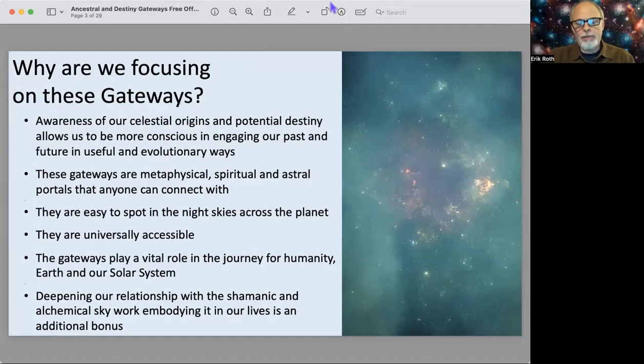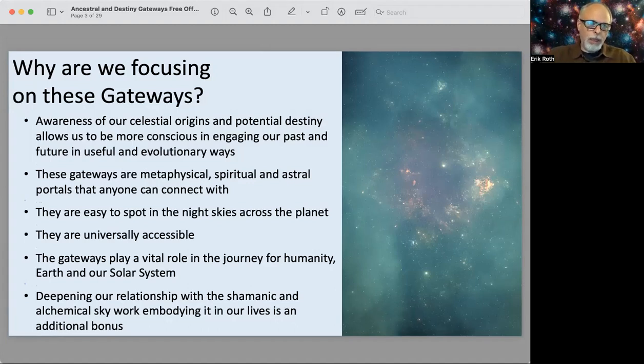So why are we focusing on these gateways, these stellar triangles that anyone could see just about every place on the planet, with certain extreme exceptions? I think overall it's an awareness of the sky first, over everything. It's the connection that we have to the starry region above ourselves, on a spiritual, metaphysical level, and that our stories are literally written in the sky, in the stars.